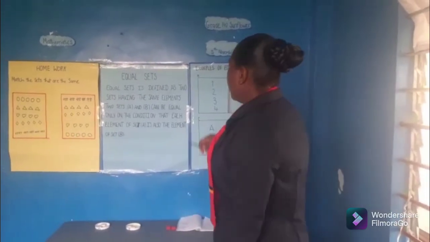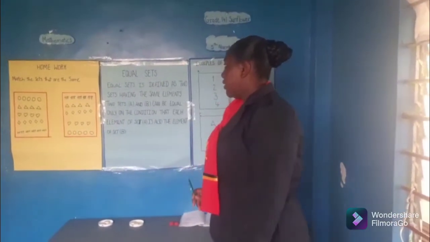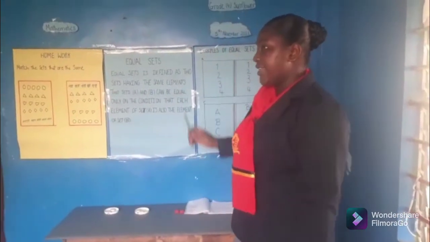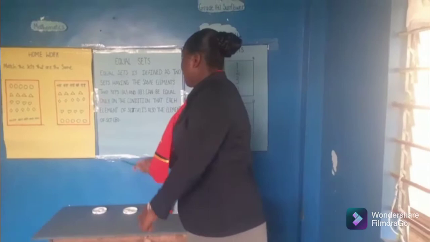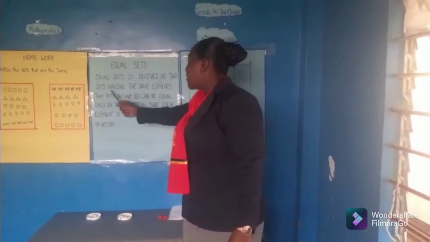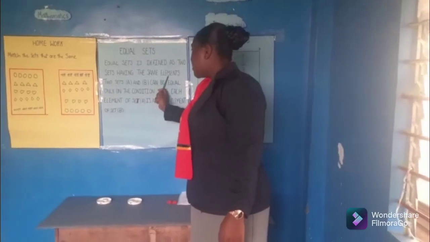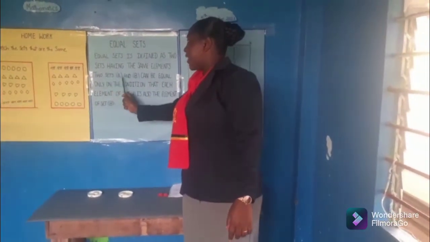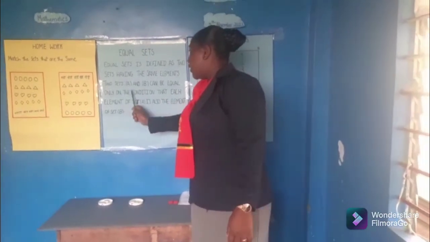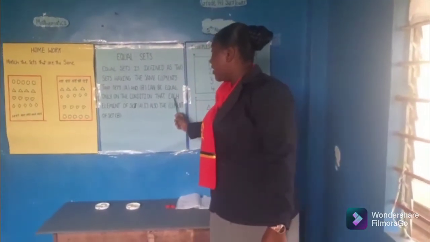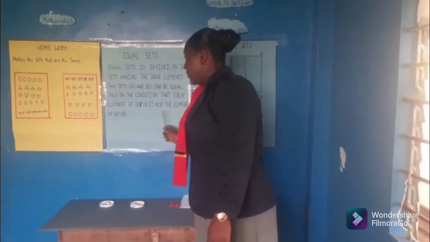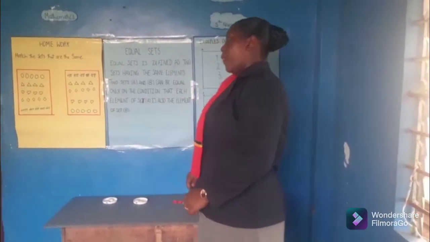Now class, look here on the board. I have a definition of equal sets. Read as I read. Equal set is defined as two sets having the same elements. Two sets A and B can be equal only on the condition that each element of set A is also the element of set B.